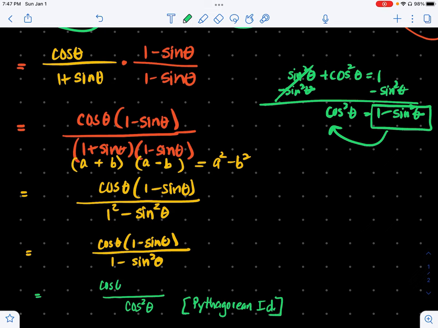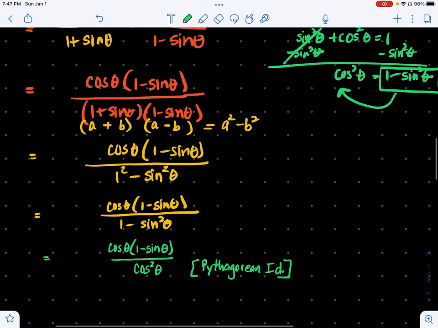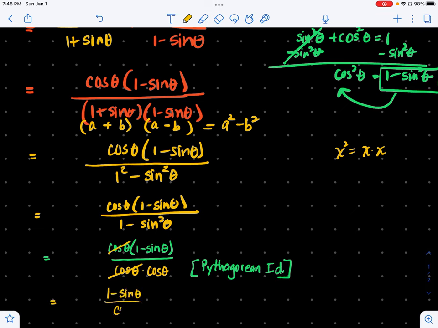And the numerator still stays the same. I chose not to distribute, and guess what? That was good for me because I now see that cosine theta will cancel with one of the cosines here. Let me tell you something. How about I rewrite cosine squared theta as cosine theta times cosine theta, right? We can do that, right? X squared is the same as x times x. Now you can see one of the cosines will cancel with one of the cosines here. What does that leave me with? 1 minus sine theta over cosine theta.